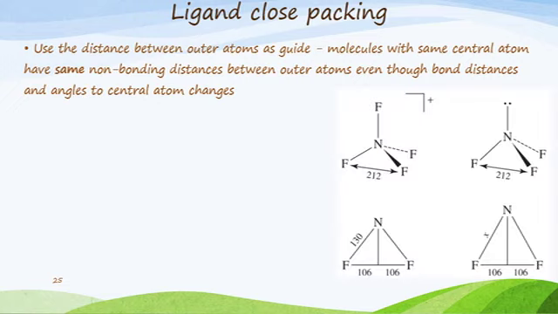So let's have a look at the example that's given over here. What we see in this diagram is 4 fluorine atoms bound to a nitrogen, and the distance between this fluorine here and this fluorine here is 212 picometers.